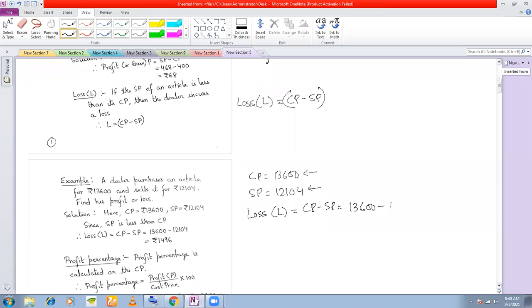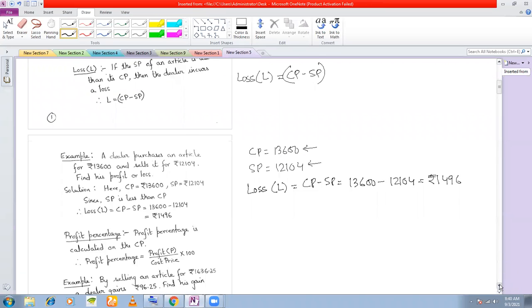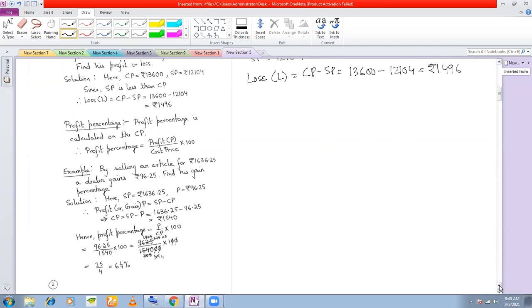$13,600 minus 12,104 comes out to be 1,496. Okay, so that is the profit. Now we come to the main definition, which is called the profit percentage.